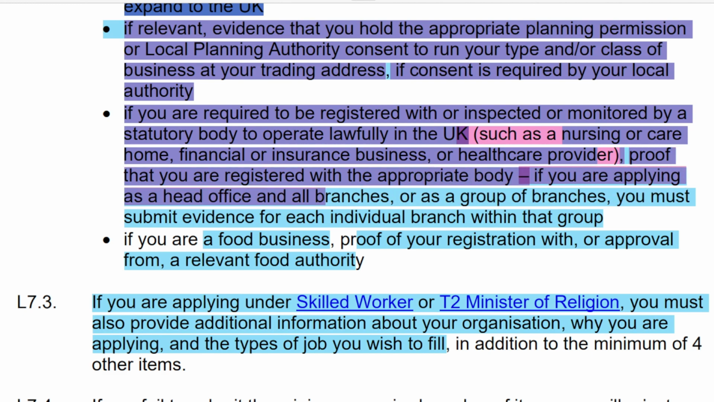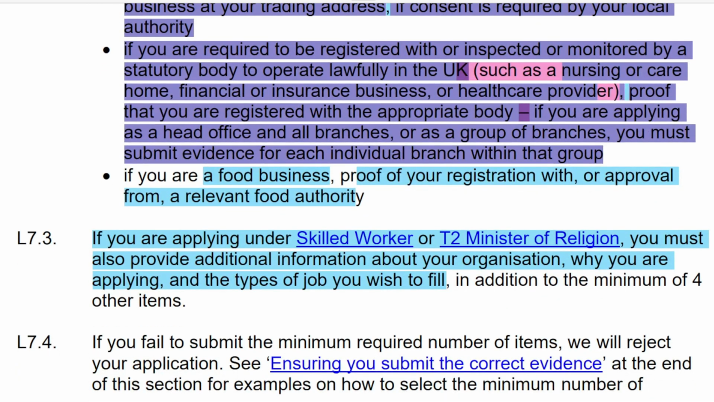If you are applying as a head office and all branches, or as a group of branches, you must submit evidence for each individual branch within that group. Many applicants make that mistake: they only provide the details of the head office and only mention the addresses of the branches. But you also need to provide evidence of each branch, their existence, their business activities, the number of people working there, and who's managing. All the details as much as you can provide. If you are a food business, provide proof of your registration with or approval from a relevant food authority.